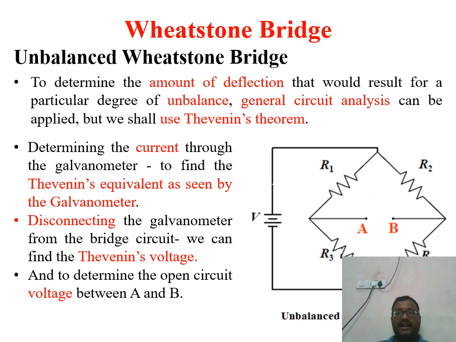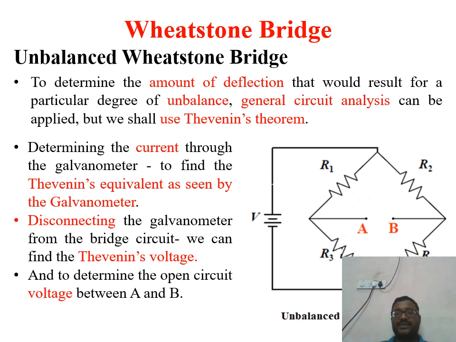So this is the unbalanced condition. Comparing the previous case and the present one, in the previous the galvanometer is there but the current passing is zero. Here the current passes through the galvanometer, and we have to calculate how much. So we determine the amount of deflection that would result for a particular degree of unbalance, by determining the current through the galvanometer with the help of network theorems.